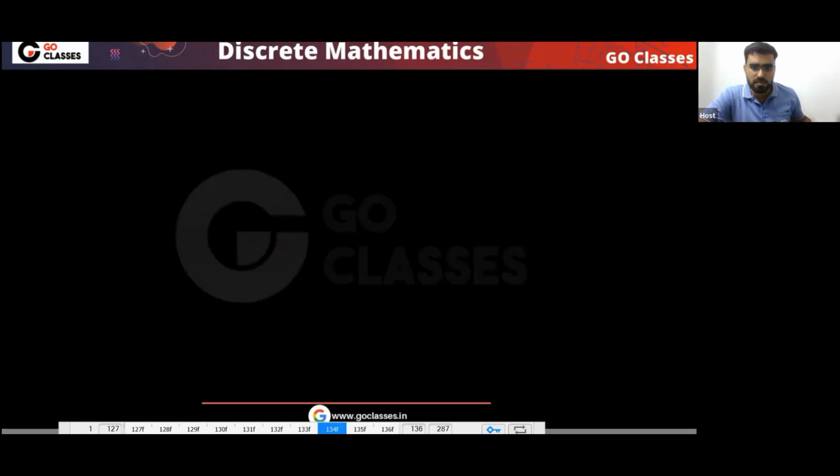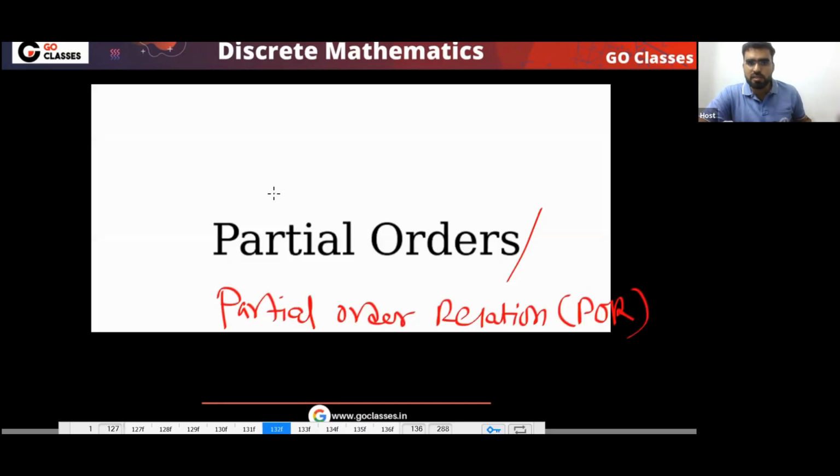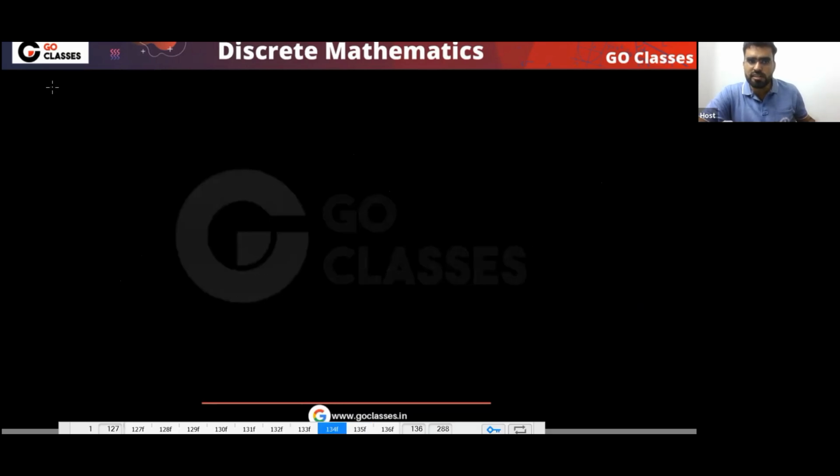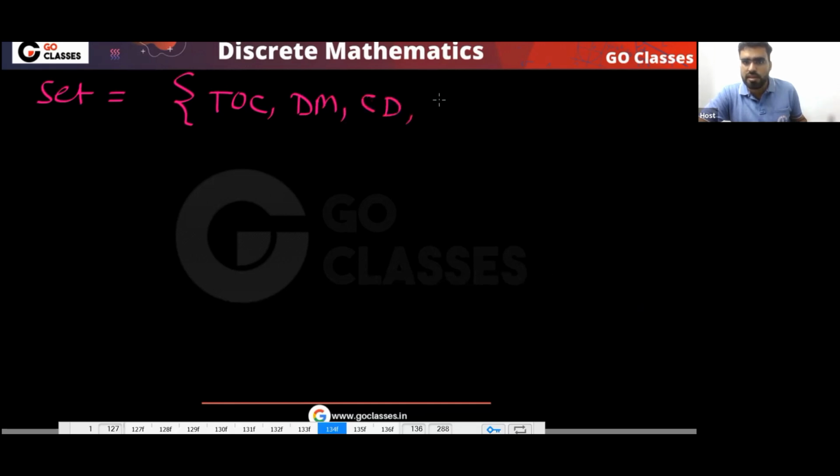Now let's understand this. Tell me, set is an unordered collection, right? Yes or no? This set we have studied, and this is an unordered collection of elements. For example, I can say TOC, theory of computation, discrete mathematics, compiler design, digital logic and computer organization. So you can clearly see that this is a set of 5 subjects in the GATE syllabus.